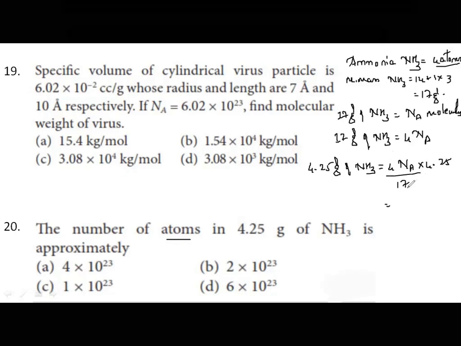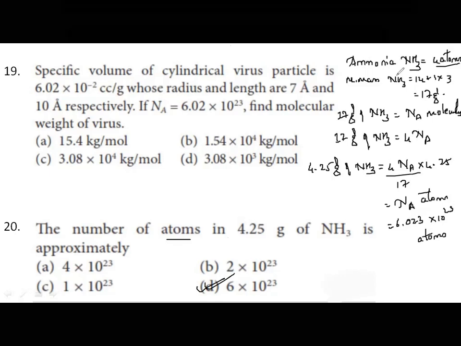Approximately 4 fours are 16.25 and 17 divided by 17, almost the same. Around 1 we get. So it is Na, number of atoms. So how many atoms? 6.023 into 10 raised to 23 atoms. Option D is the correct option.